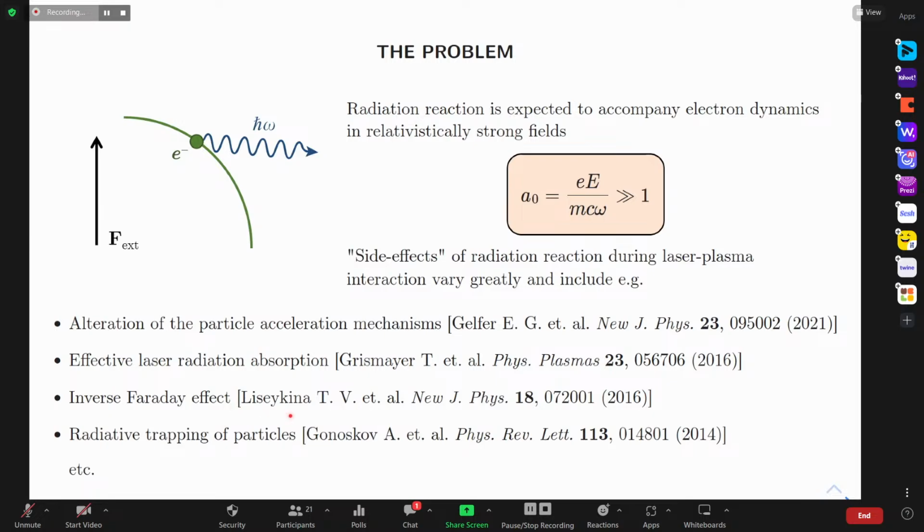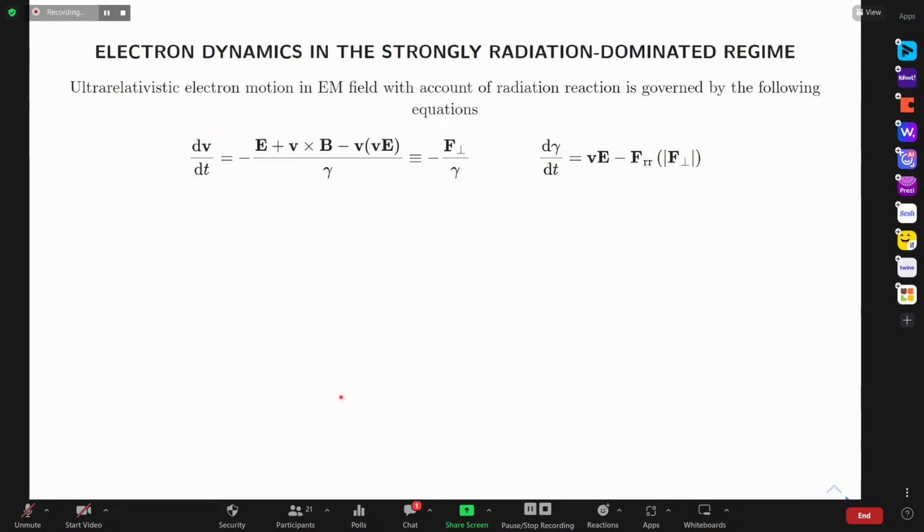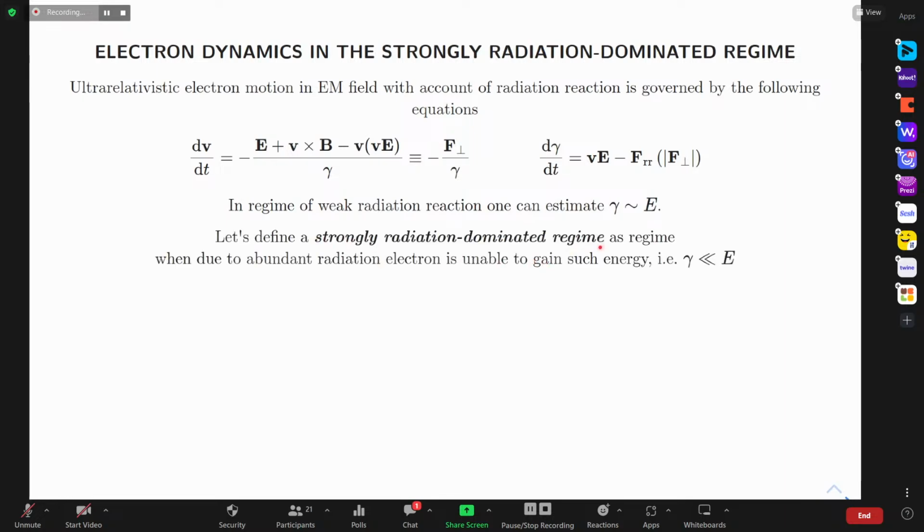Now, in order to include this effect for ultra-relativistic particles, one usually adds an additional term to the motion equations. In the regime of weaker fields where radiation reaction is negligible, one can roughly estimate that the characteristic scale of the electron energy in the external field is of the order of the dimensionless field amplitude. But when we want to consider the case where radiation reaction significantly changes electron dynamics, it's useful to introduce the so-called strongly radiation-dominated regime, which is realized when the electron, due to abundant radiation, is unable to gain the same level of energy, meaning that the following inequality is satisfied.